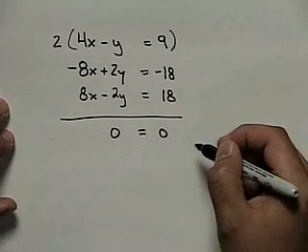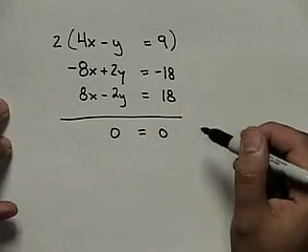Now 0 equals 0 tells us that we're dealing with a dependent system of equations. Now when we have a dependent system of equations, what that means is both lines are actually the same line, so they're graphed one on top of the other. This means that we have an infinite number of solutions. What we need to do now is solve one variable in terms of the other in order to find a way to write down some specific solutions.